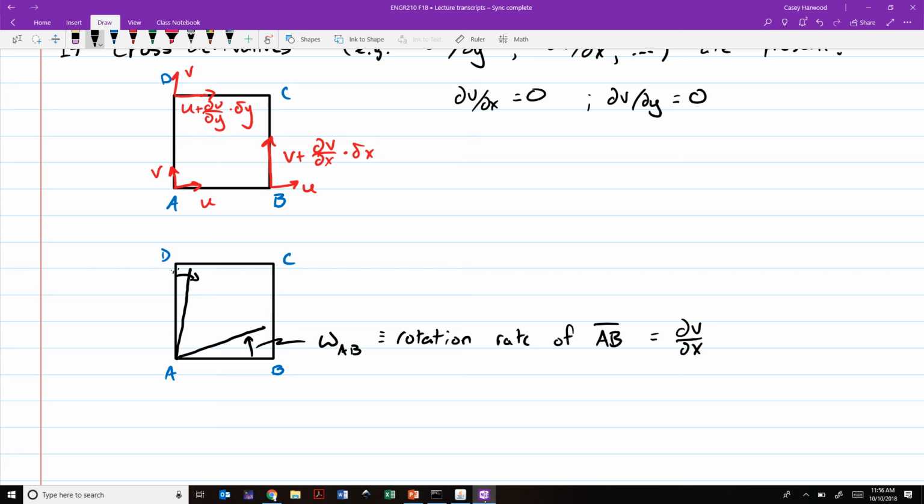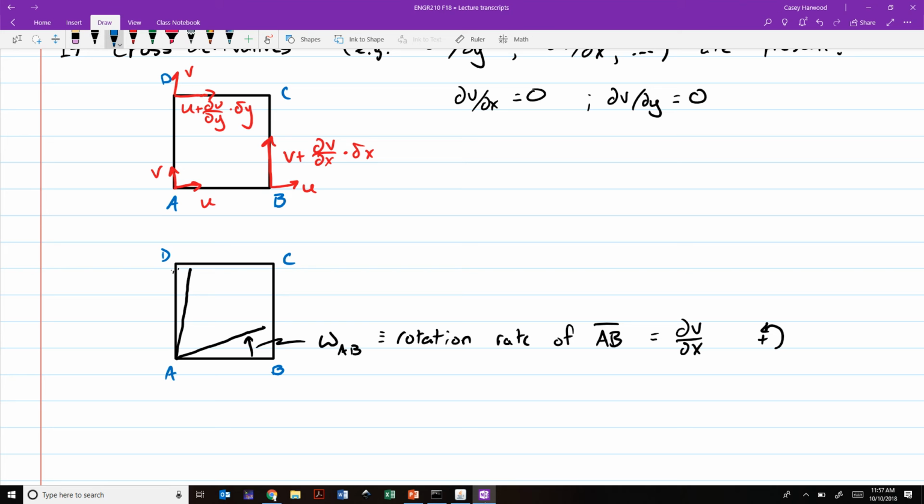If dv/dx is positive, what direction is this going to be rotating? Clockwise or counterclockwise? Counterclockwise. Okay, so we'll go ahead and call this positive counterclockwise.